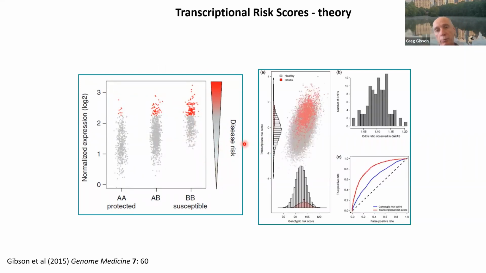In this particular review paper, we simulated this scenario and said, yes, we expect genetic risk scores to be correlated with transcriptional risk scores. This is showing that the odds ratios that we simulated were similar to what you see in GWAS. And this is the area under the curve analysis, showing that in theory the transcriptional risk score should easily outperform the genotypic or genetic risk score. You get higher sensitivity with higher specificity with the transcriptional risk because it's closer to the actual phenotype.